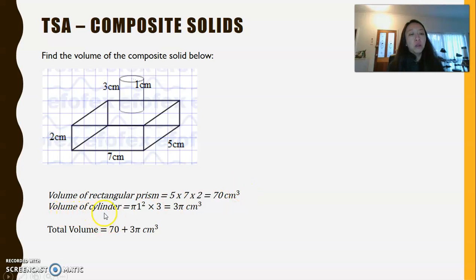To get the volume of the cylinder, it's going to be pi r squared times 3. This is what we have done just previously. So pi 1 squared times 3 will give us 3 pi centimeter cube. So adding these two shapes together will give us the total volume of the composite solids.